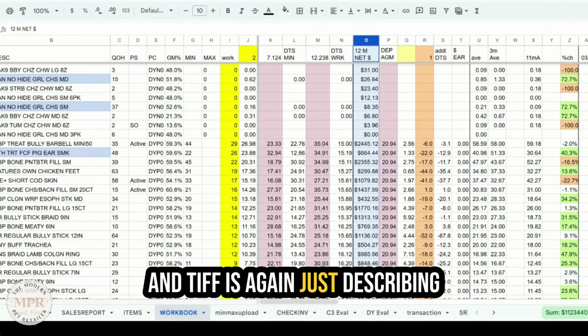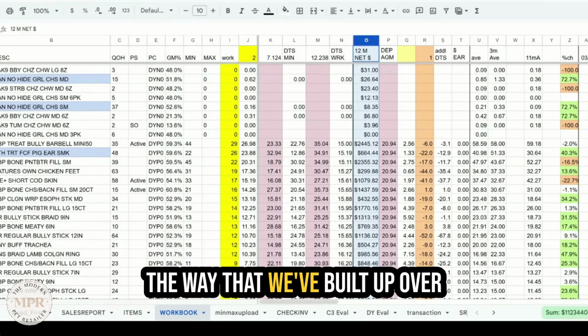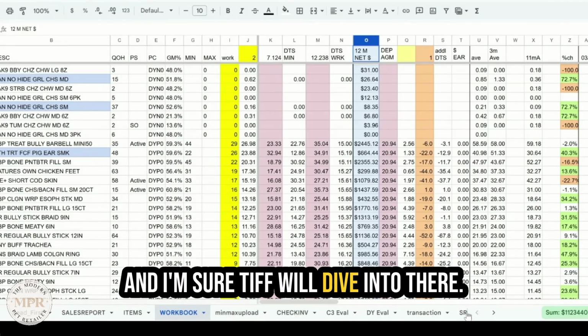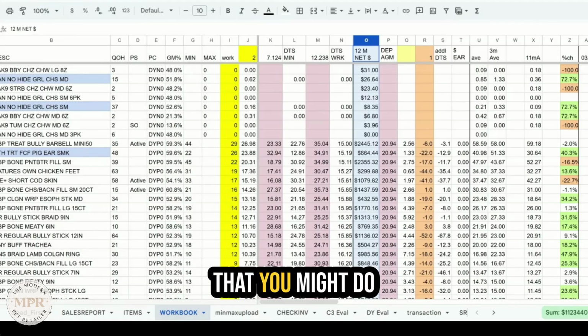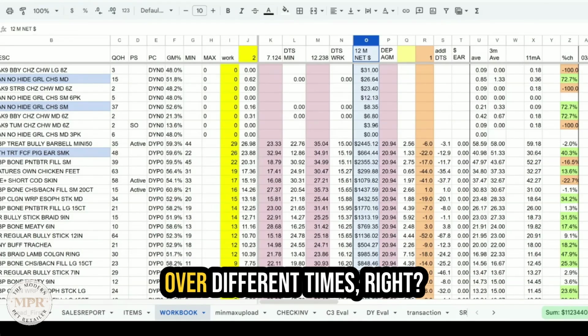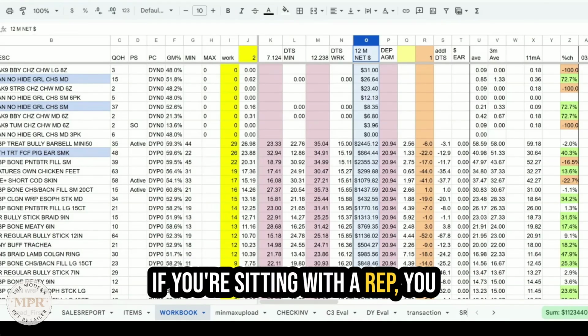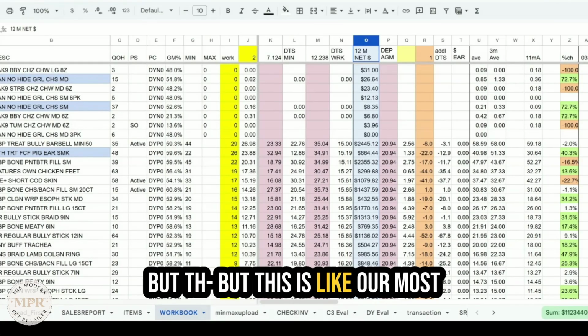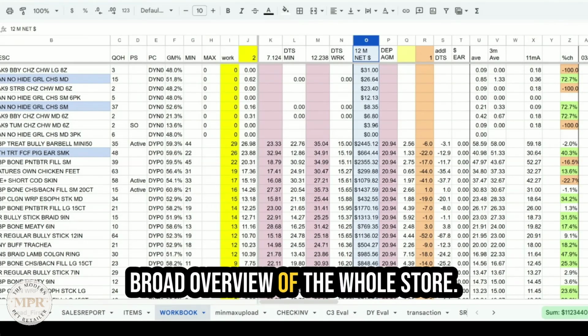And Tiff is, again, just describing the way that we've built up over time that we like to look at it. And I'm sure Tiff will dive into the different reasons you might have different views at different times, right? If you're sitting with a rep, you might look at things differently. But this is our most broad overview of the whole store.